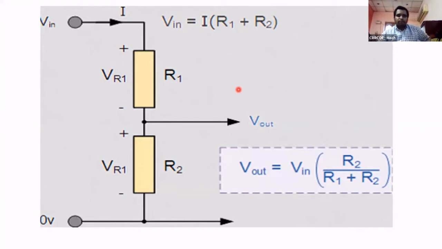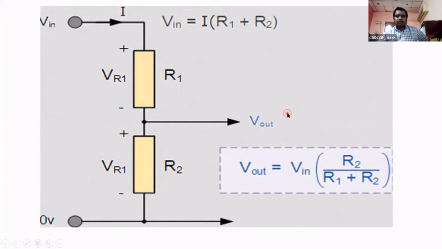The voltage at the middle of the resistance is V in, the input voltage, into the resistance which is towards the input voltage, that is R2 by R1 plus R2.